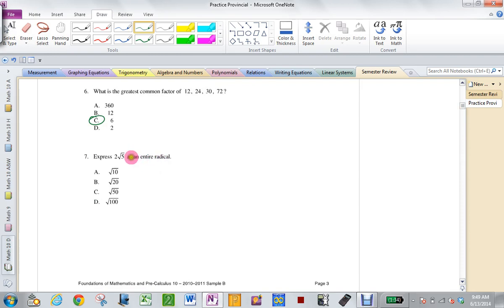As an entire radical, 2 root 5. Well, remember, there's no index, so it must have been a 2, so that means 2 2's had to come out. So remember the shortcut. 2 squared goes back under there, which is the root of 5 times 2 squared, which is the root of 5 times 4, which is root 20. B.